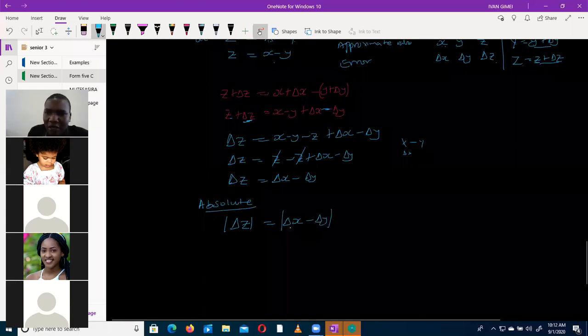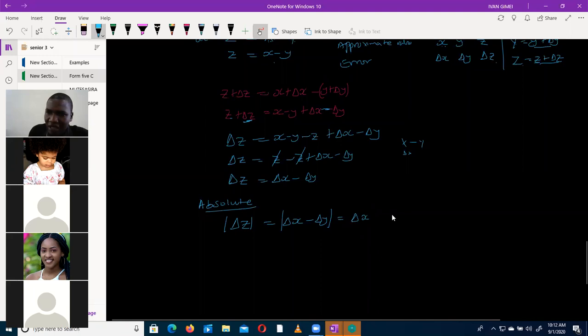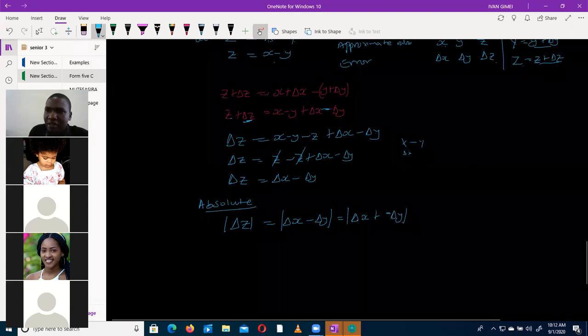But remember, this one can also be written as error in x plus negative error in y. These two are the same. If we know these two are the same, I will not change anything. This is the same.